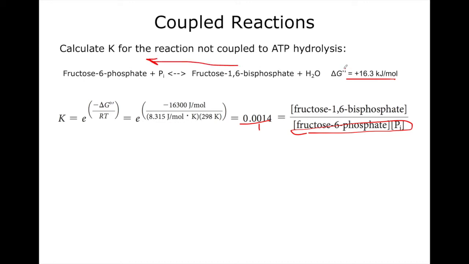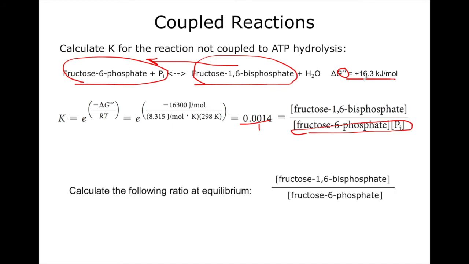So under standard conditions, at equilibrium, for this uncoupled reaction, we have a much higher concentration of reactants and a relatively low concentration of product. So we form very little product when this reaction is not coupled to ATP hydrolysis. And that's not a good thing if we need glycolysis to occur, which we often do. So how do we get that product to form when it's a non-spontaneous reaction? Well, of course, as we'll see in a minute, we can couple it to ATP hydrolysis.